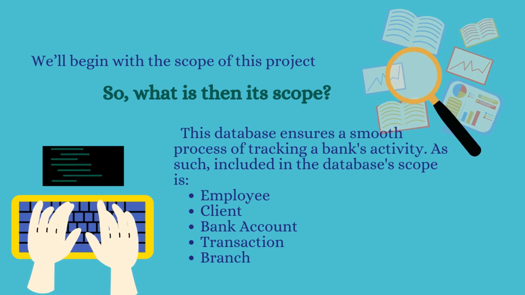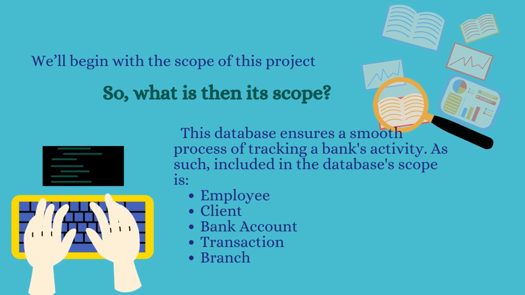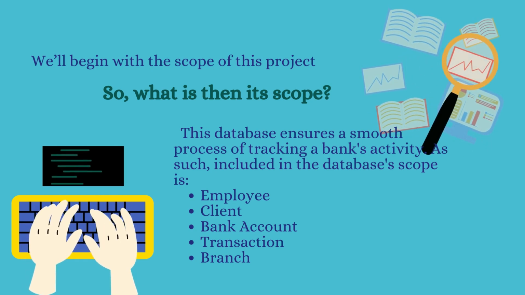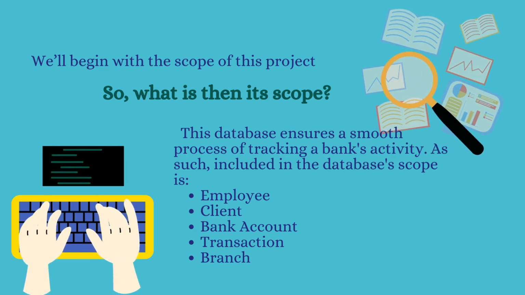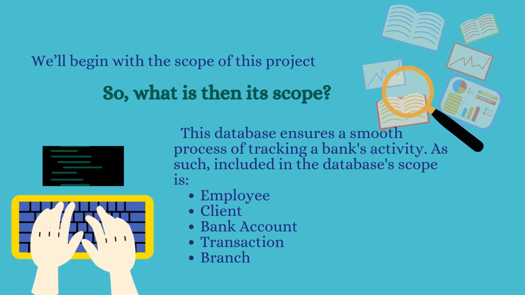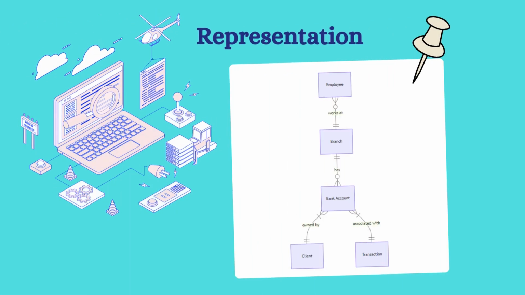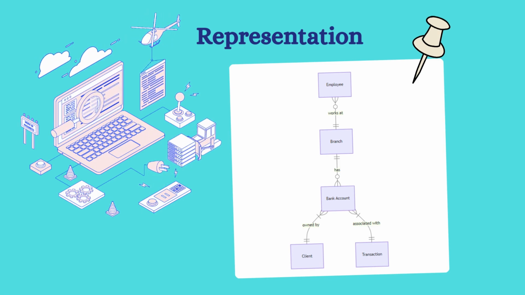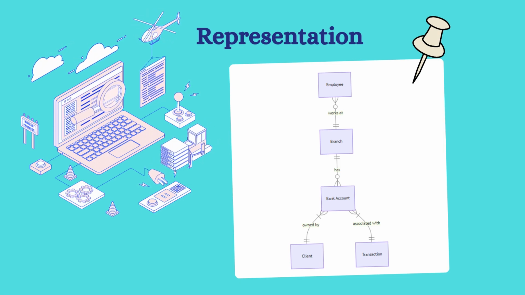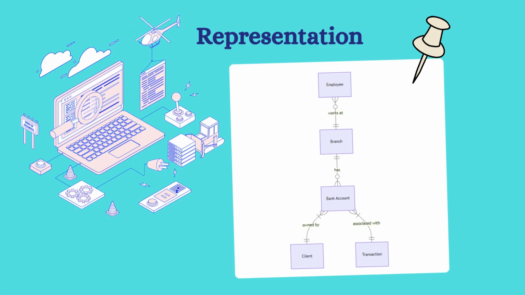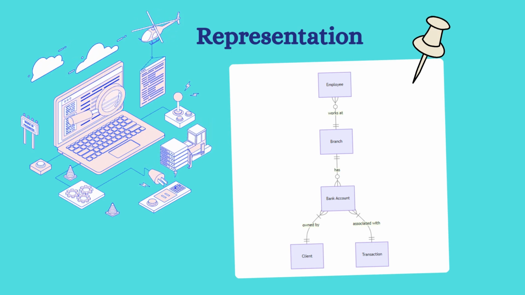As such, included in the database's scope is employee, client, bank account, transaction, and branch, all including identifying or any other relevant information. The relationships described in this schema are as follows: employee and branch. An employee is associated with a single branch, but a branch can have many employees or none, which is a many-to-one relationship. Branch and bank account.